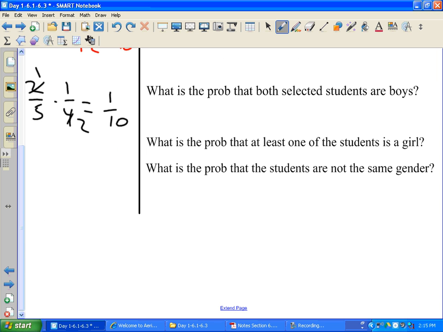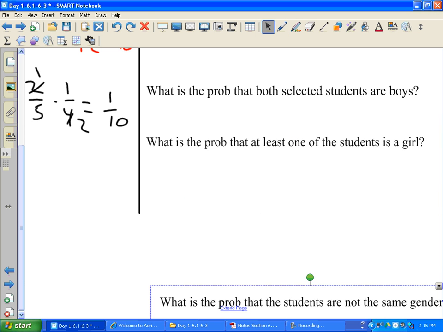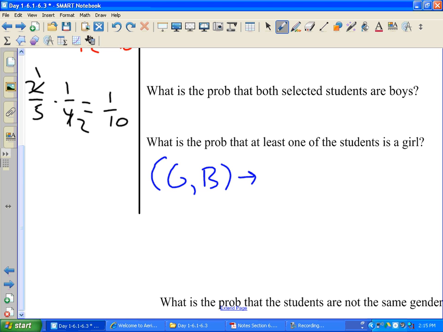This one's harder. What is the probability that at least one of the students is a girl? What needs to happen for that one? At least one of the students is a girl. We have different situations here. Does that mean I can pull out a girl and then a boy? Will that work? So let's think about this in terms of sample space. Can I pull out a girl and then a boy? Does that work? At least one is a girl. Can I pull out 2 girls?